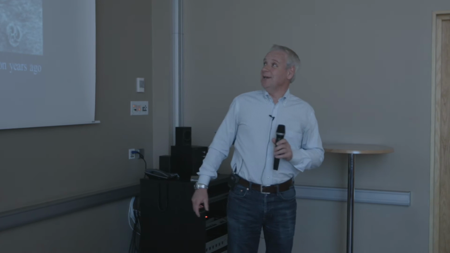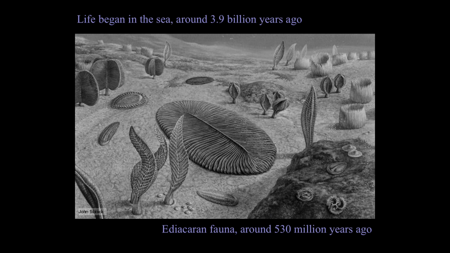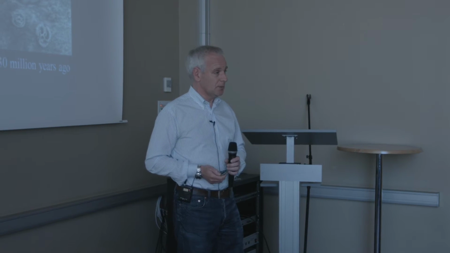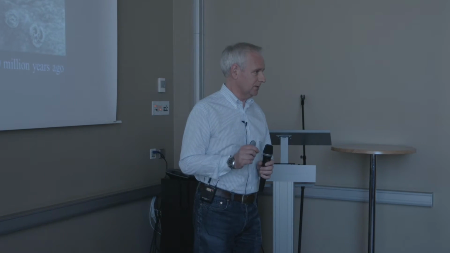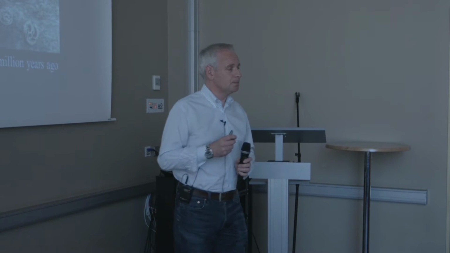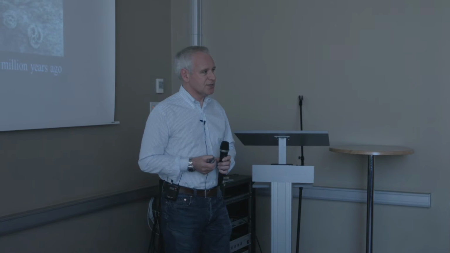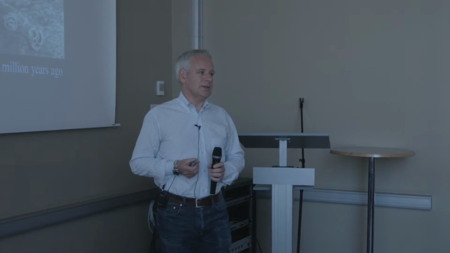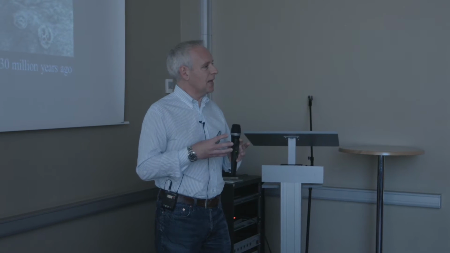So to set the scene, we go back to the origin of life on Earth. The Earth formed about 4.6 billion years ago. The first life forms came about 3.9 billion years ago, but they were simple single-celled bacteria-like things with no nuclei. The first cells with a nucleus appeared about 1 billion years ago, and they began to clump together.